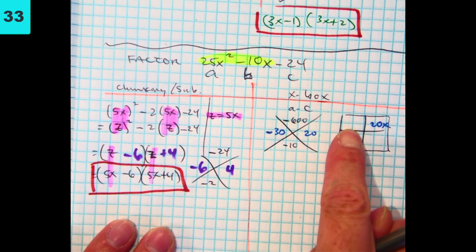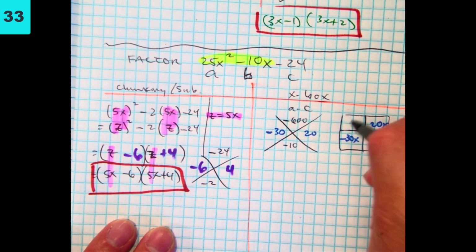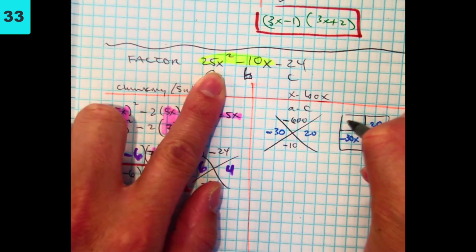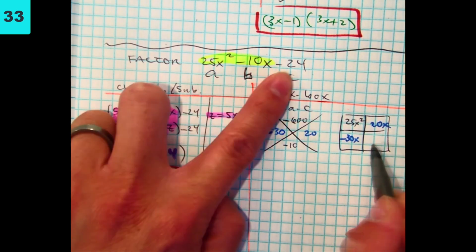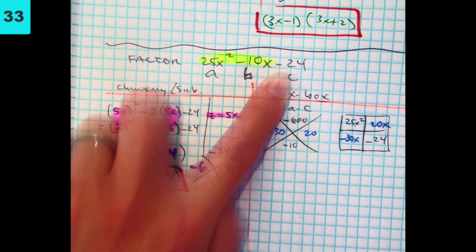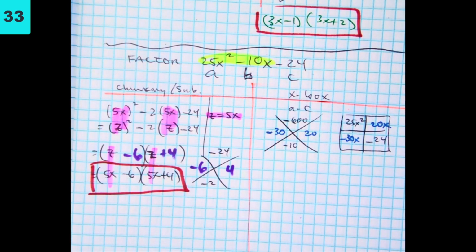What am I going to put in there? 25x squared. What am I going to put in here? Negative 24. So if you don't know what to put in there, make sure you have it on your formula sheet, and I'm going to give you a really big chart to help you understand which kind of factoring to do. But for right now, you just know to do greatest common factor and then the X box, right?